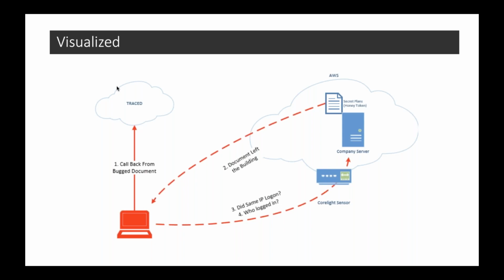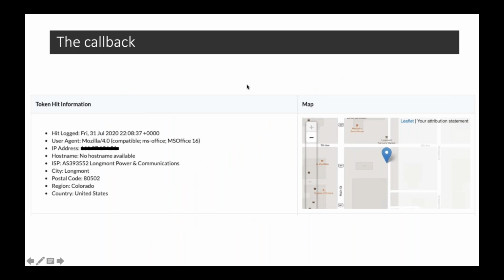So with this scenario, let's dive into it a little bit. The callback is our first indicator that something's wrong, right? This is an actual hit from one of our tokens. It pulls out a few things: obviously, the time the hit was logged, the user agent string, the IP address, and some geolocation around that address.